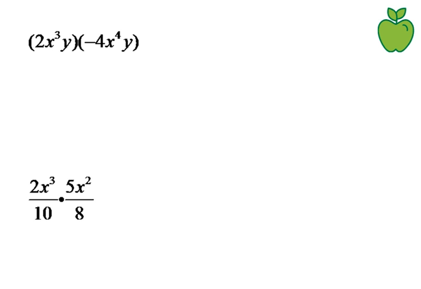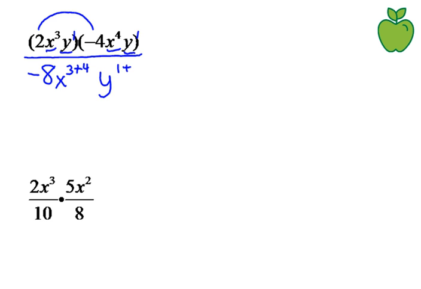Now we're going to look at a couple problems where you have a few more variables to deal with, not necessarily just one. This is just one giant multiplication problem. We have parentheses separating it, but there is no addition and no subtraction. We're just going to multiply. So I'm going to multiply my coefficients. 2 times -4 is -8. X to the third times x to the fourth is going to be x to the 3 plus 4. Y to the first times y to the first is going to be y to the 1 plus 1. So -8 x to the 7th y squared.